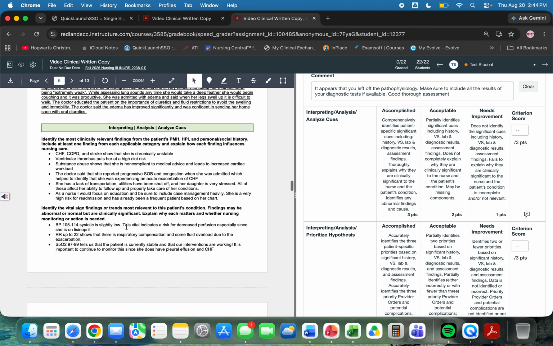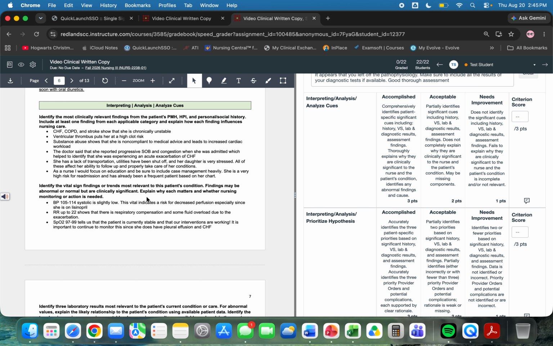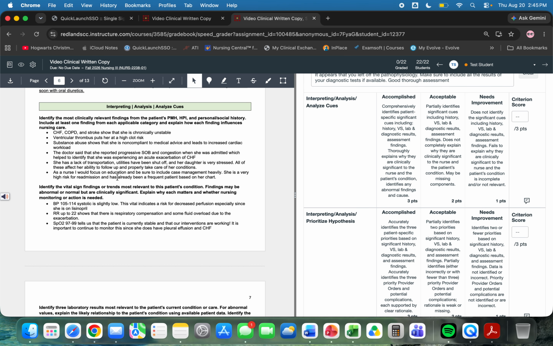So moving on to the next section, we have interpreting, analysis, and analyzing cues. So this first section in here is asking the student to identify the clinically relevant findings from what's above. Okay, so from all that intake, all that assessment, all that stuff that they did, what's the most relevant parts of it? So what we're asking them to do is based on everything: history, vitals, labs, diagnostic results, okay? Can they identify what's the most important? So out of her history, which is this first section, and social history, what are the most applicable findings?